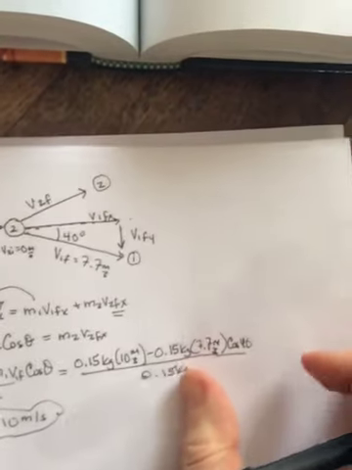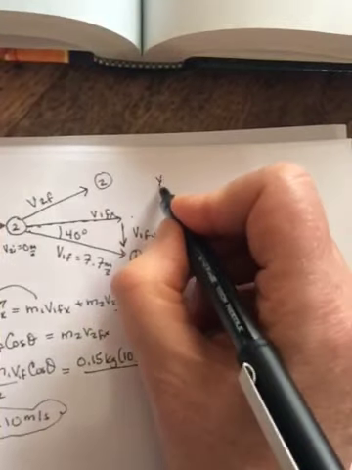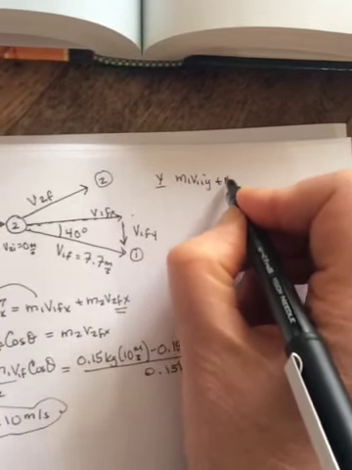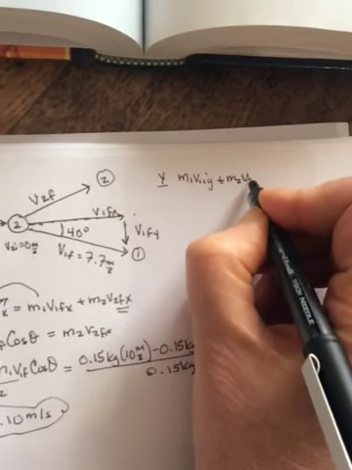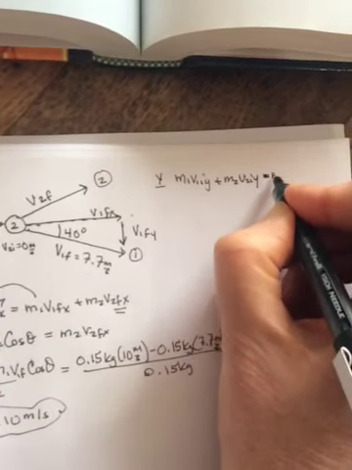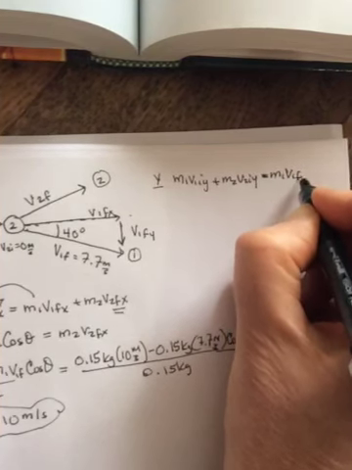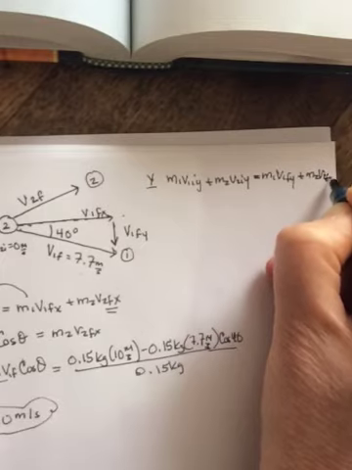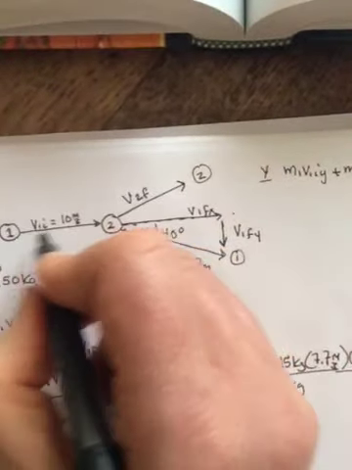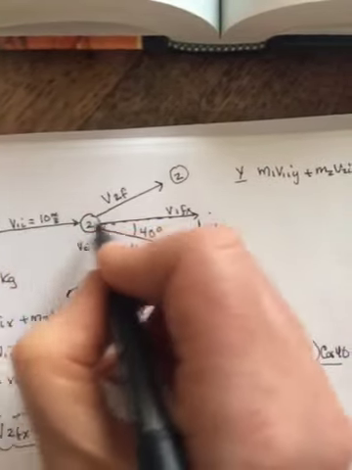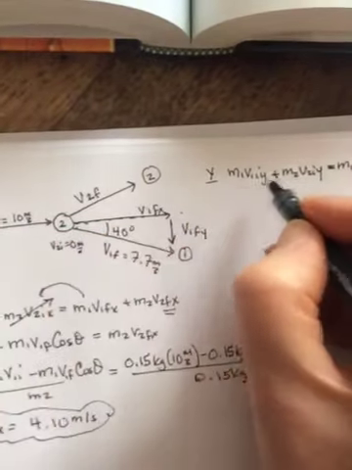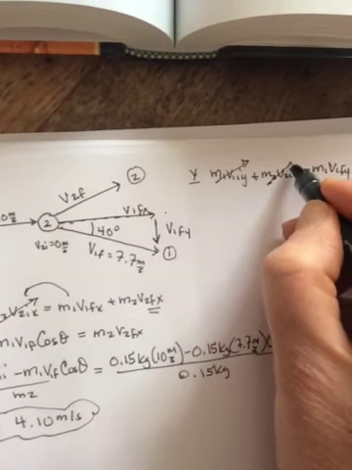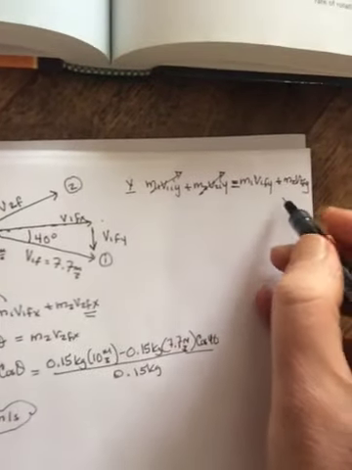Now you're going to do the same thing in the y direction. So in the y direction, m1 v1 initial y plus m2 v2 initial y should equal m1 v1 final y plus m2 v2 final y. But if you look in the y direction, m1 isn't moving in the y direction initially, so this term goes to 0. And m2 isn't moving at all initially, so this term goes to 0.